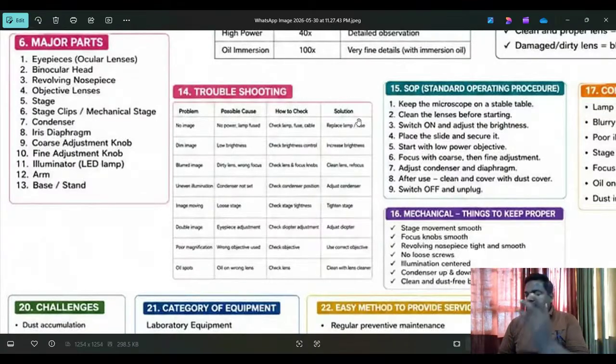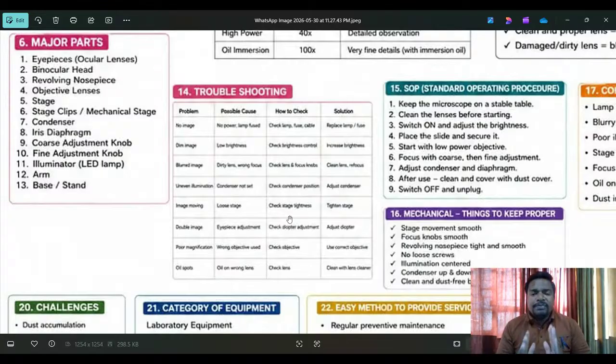Now come here, the microscope. Here the problem is no image. No image means what happened? No image, dim image, blurred image. If any of these images are coming, then first of all you have to focus on cleaning properly, intensity properly, position properly, and adjustment properly. Then one by one, if you get this type of complaint, you have to focus and go stepwise through everything, and then it will be clear.